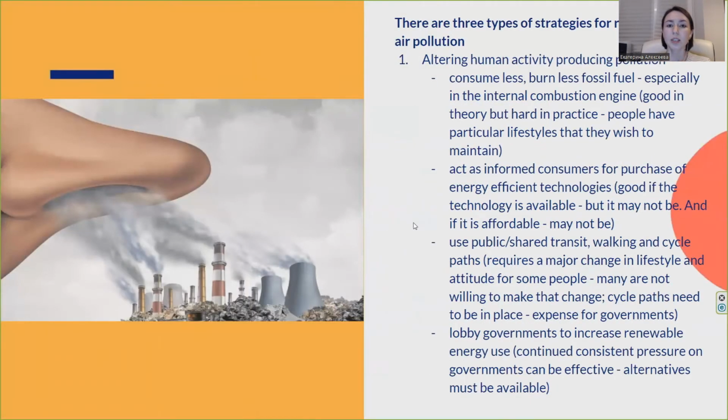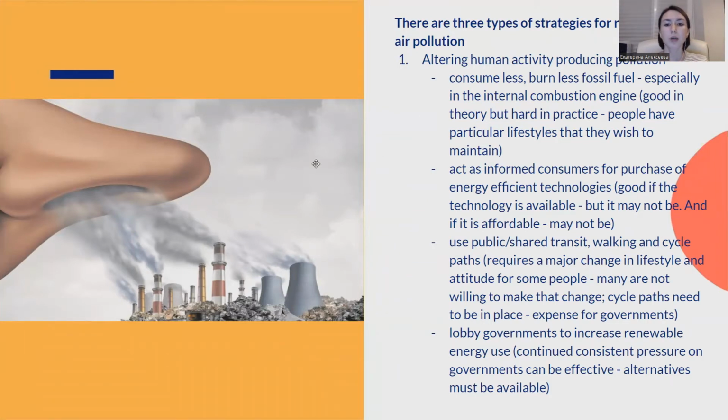And today we discuss three types of strategies for reducing urban air pollution. Every time we revise or study some topics in our program in ESS, we discuss three types of strategies to reduce something. It is the system: replace, regulate, and restore. So, number one, altering human activity producing pollution. It is what we can do before we produce this emission, something harmful for our health, something dangerous for nature and environment.